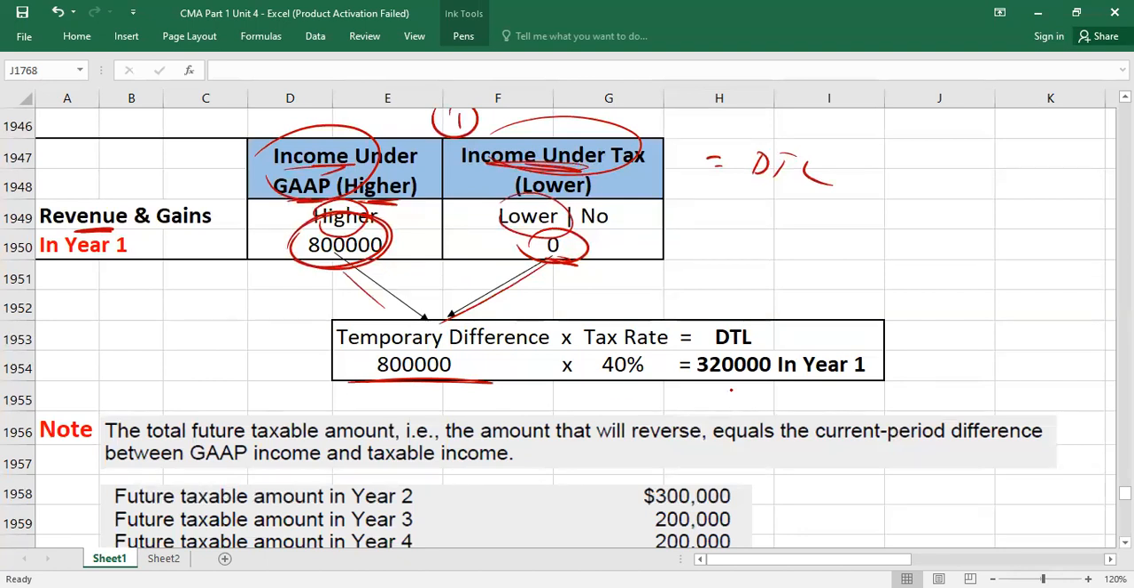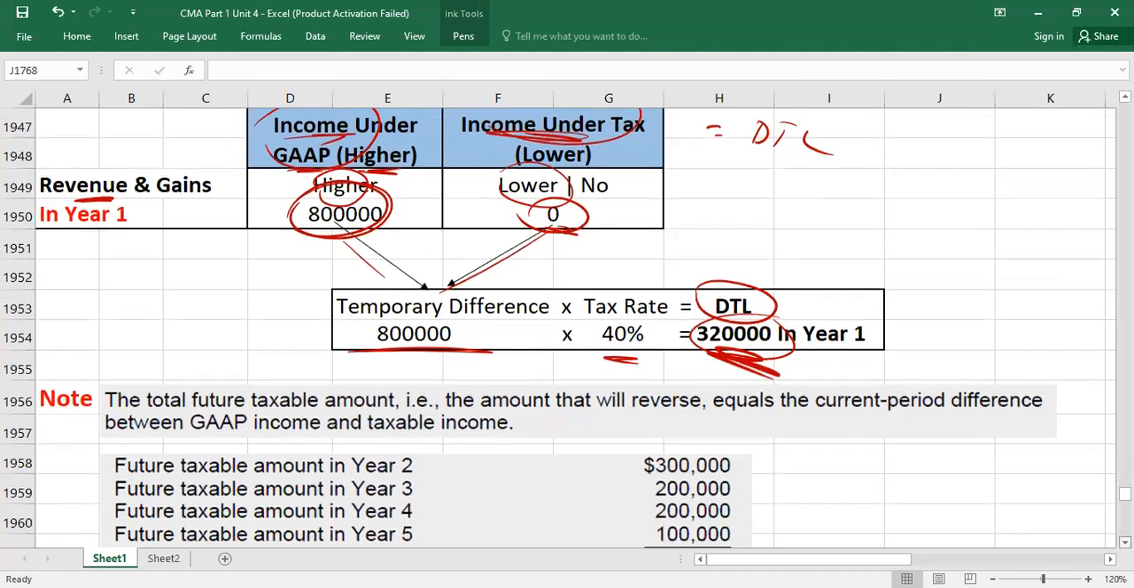Multiply by the tax rate, what is the tax rate? 40%. And this will give you what? 320,000. This is called your what? Deferred tax liability. Why is it a liability? Because GAAP income is higher. What is your deferred tax liability value here in year one? 320,000, right? Now see, we can cross check this.